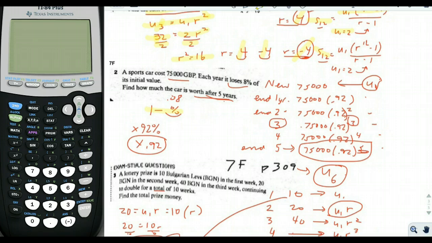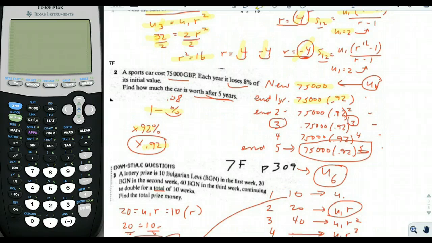Because what's happening? You're multiplying by 8%, and then you're subtracting it off the original value, and if you do that, it's the same thing as multiplying by 1 minus 8%. 1 minus 8% is 92%, or 0.92. So the multiplier in this case is 0.92. When the car is new, it's worth $75,000. At the end of the first year, it's $75,000 times the multiplier, which is 0.92.